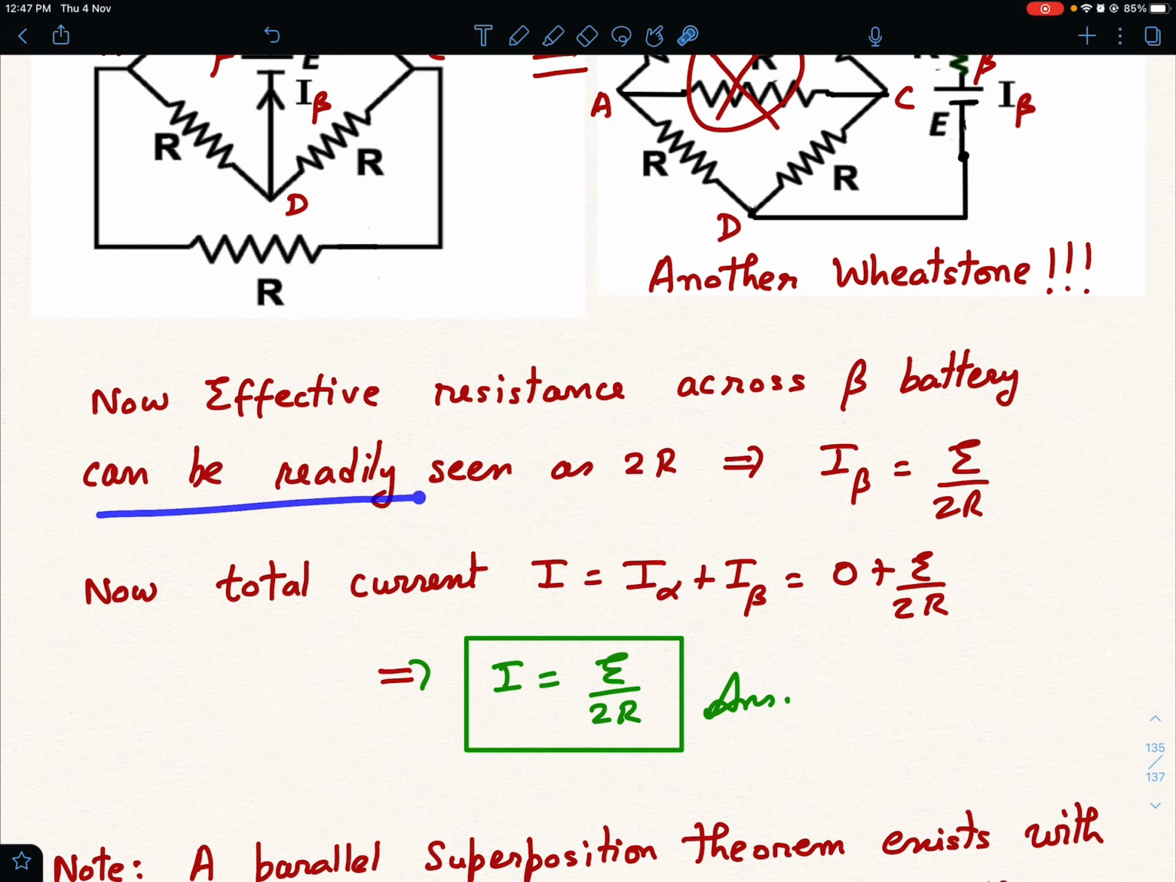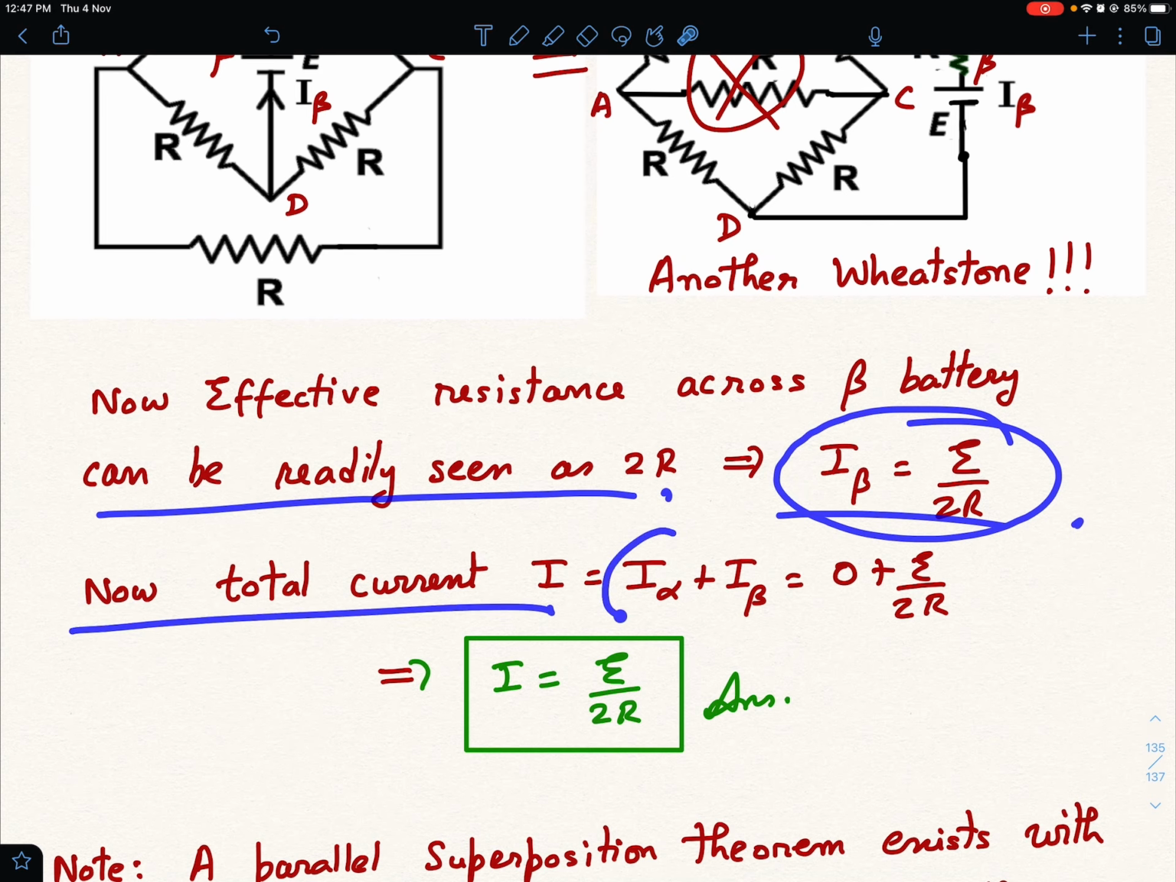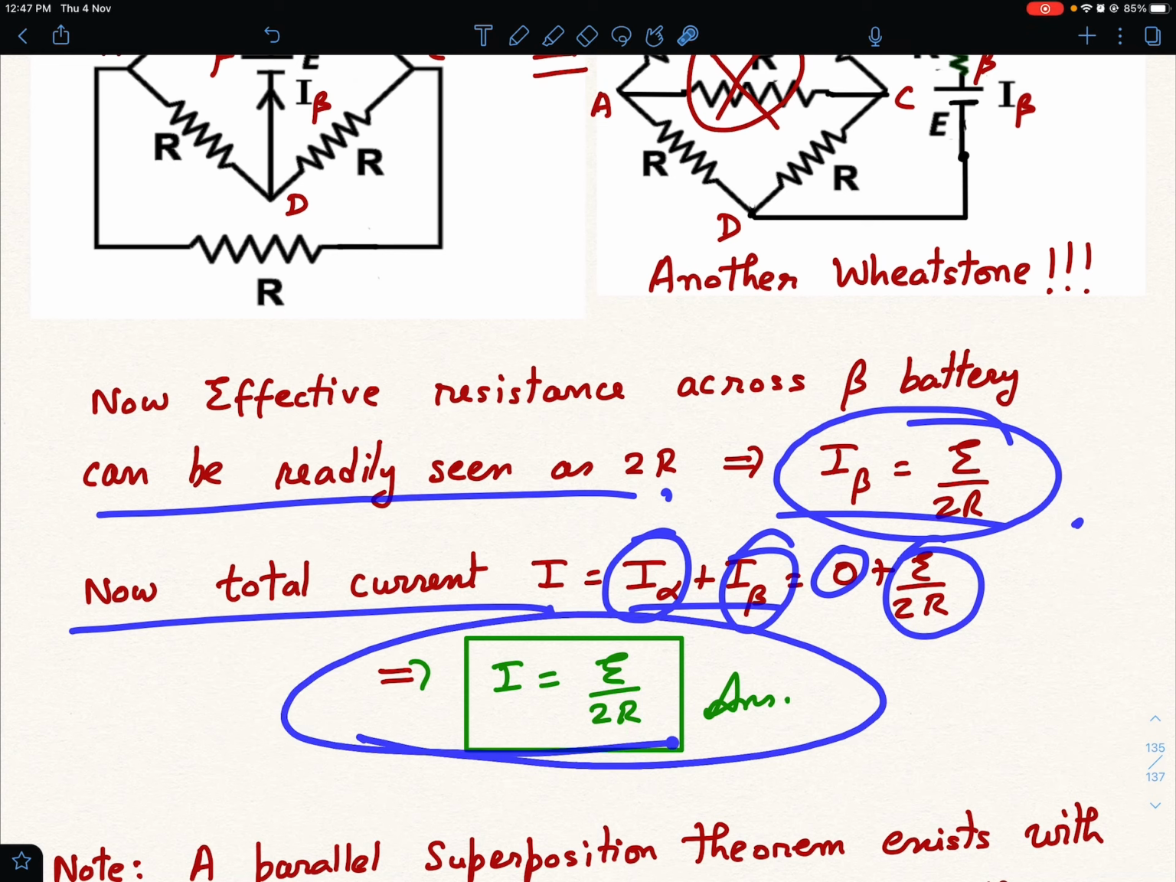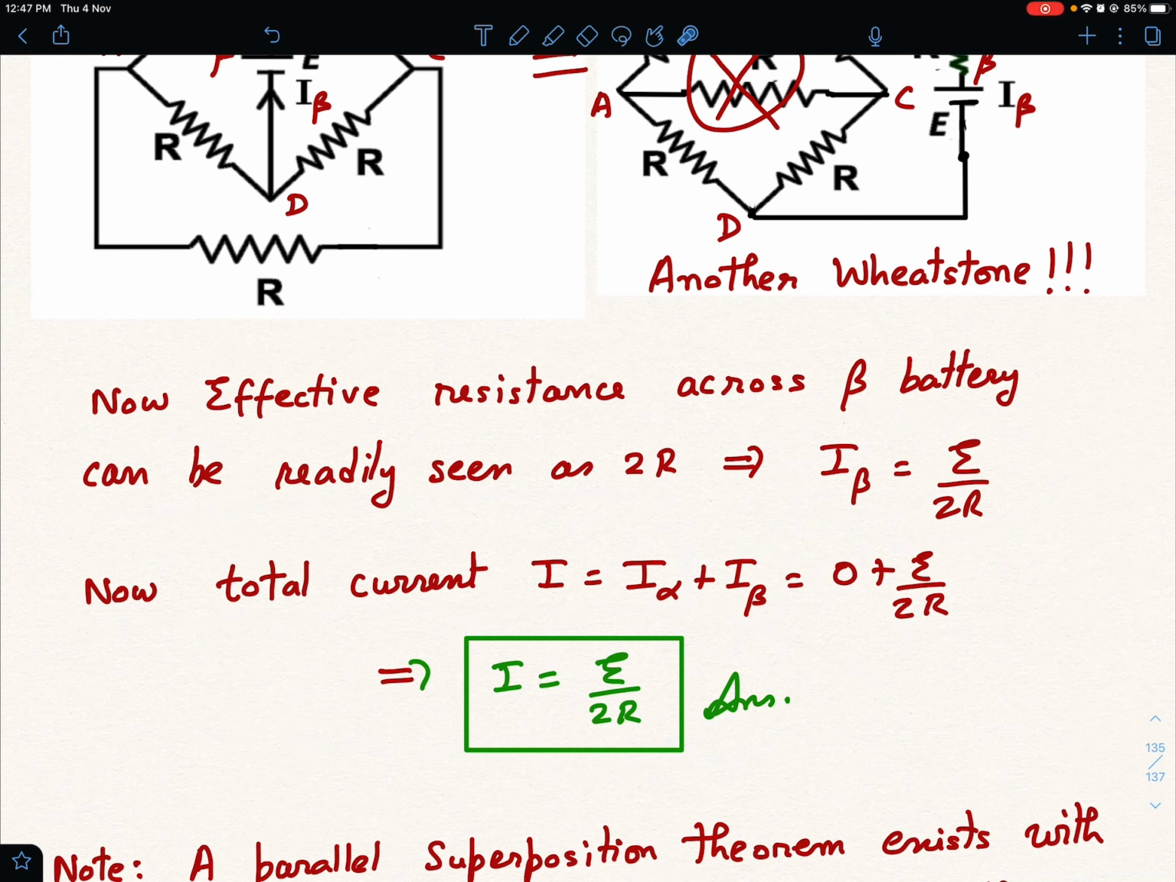and because of the other battery there was no current through this branch. Okay, so that's what I've written. So the effective resistance across the beta battery can easily be seen as 2R, and I beta is simply E by 2R. So the total current becomes I due to alpha plus I due to beta, that is 0 plus E by 2R. So that is our final answer. Okay, so this was the application of the superposition principle.